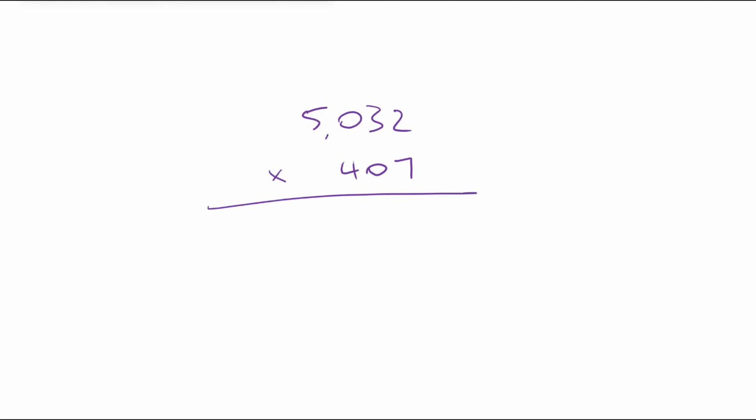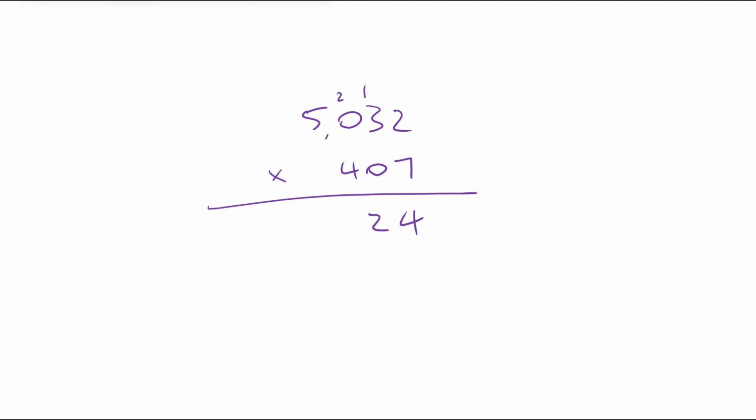We're going to start with the 7 first, our units, and we're going to go 2 sevens are 14. We're going to carry the 1. 3 sevens are 21, plus the 1 that we carried over is 22. So put the 2 down and carry the 20.